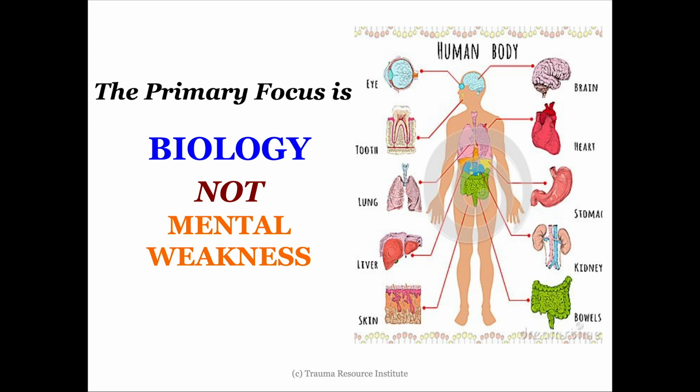In CRM, we say that the primary focus is biology and not mental weakness. In my own profession of clinical psychology, often we get stuck on the psychopathology. But the nice thing is when we work with CRM, we really just primarily focus on the biology, and specifically the biology of the stress response. So when we talk about stress, and at the other end of the continuum, trauma, we talk about the autonomic nervous system.